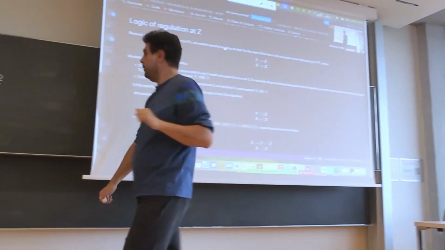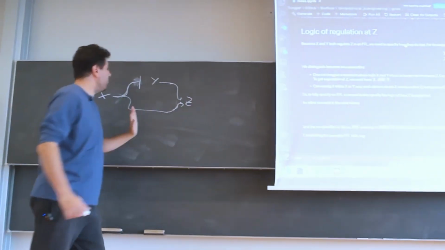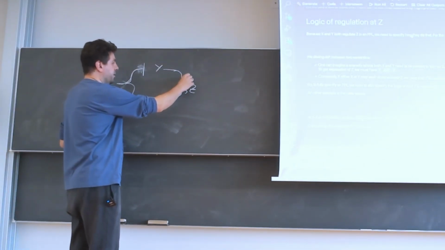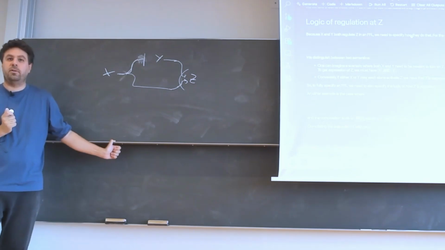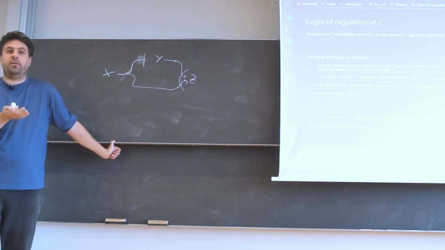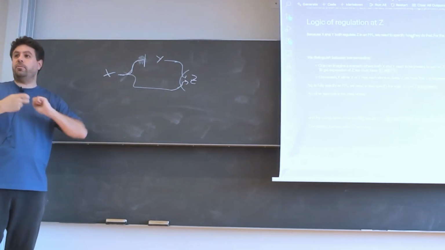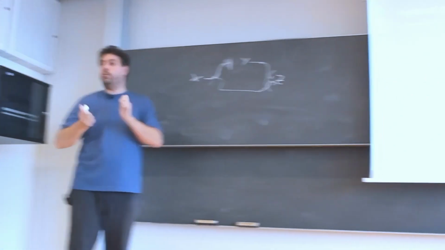We have to specify another thing, right? We have to specify what it means here. What's the logic here? Two activating things, because whenever you have two inputs, it's not clear. For example, imagine one is activating and the other is inhibiting. Who wins?